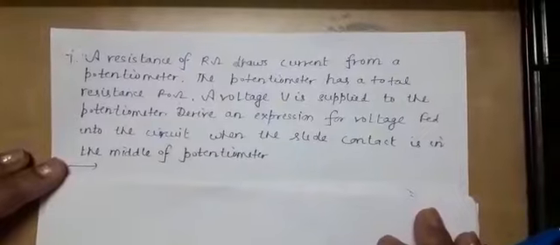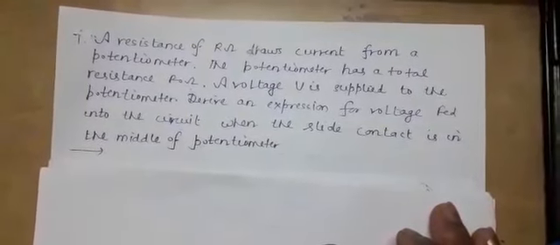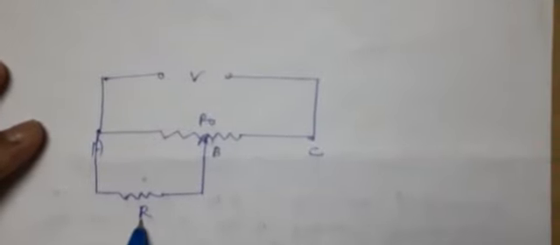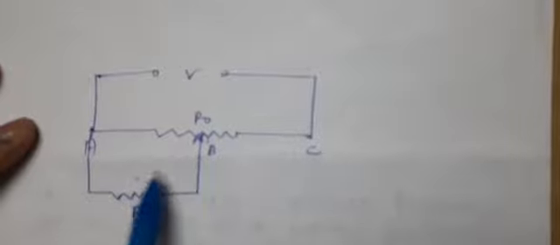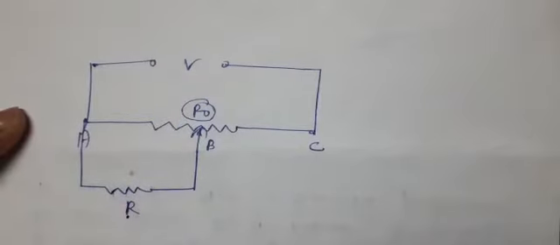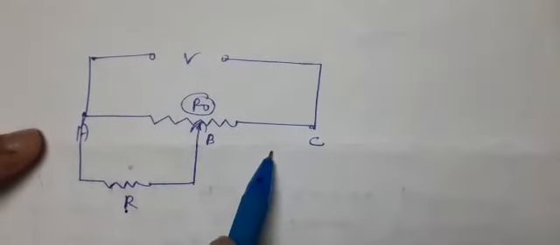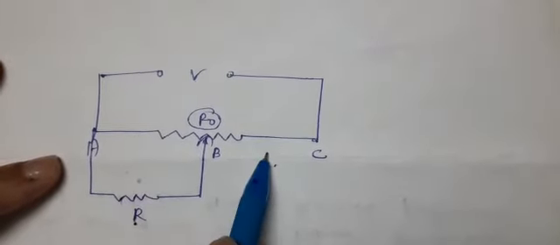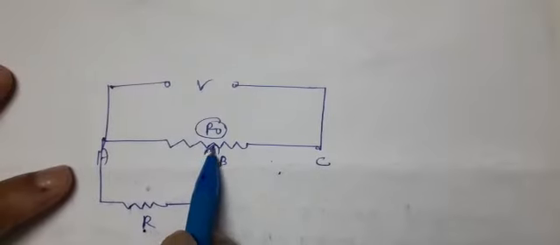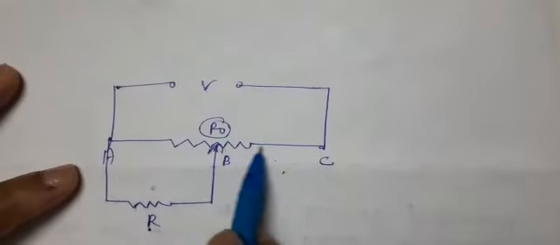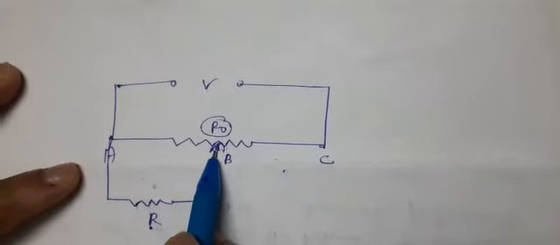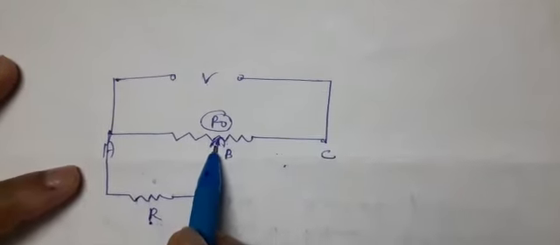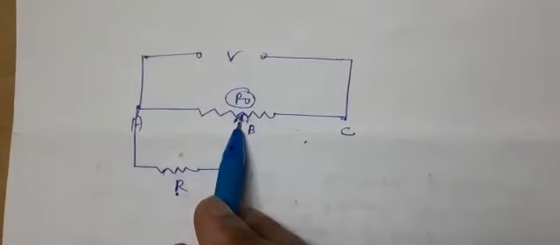See, for understanding this statement, we have to convert it into a diagram. See how. Actually, this figure has been given. A resistance of R ohm draws current from the potentiometer wire, and this potentiometer has a total resistance of R0 ohm. A voltage V is supplied to the potentiometer. Now, derive an expression for the voltage fed into the circuit when the slider is exactly in the middle of the potentiometer. See, here the total resistance of the wire is R0, and when the slider is exactly midway, what will be the voltage fed to it? What will be the voltage drop across it?